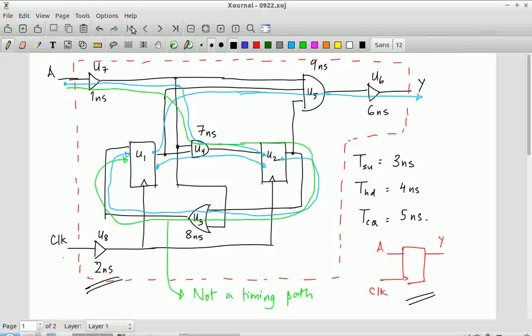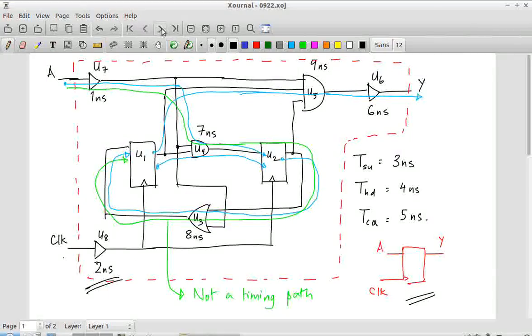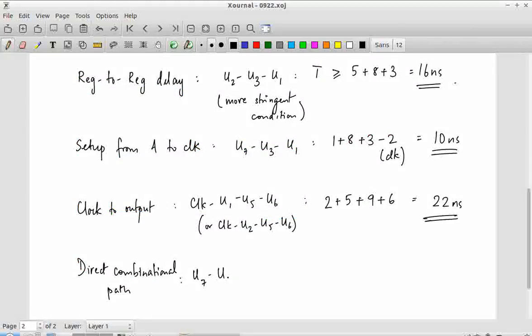And the last parameter of interest over here is, in this particular circuit, we have a direct combinational path going from the input to the output. So from A, there is a path leading directly through to Y. What is that path? It passes through U7, then U5 and U6. What is the delay of that path? This is the direct combinational path. It goes U7, U5 and U6. The delay is 1 nanosecond plus 9 plus 6. So this is also 16 nanoseconds.